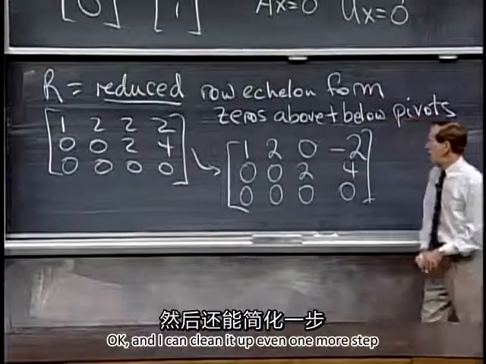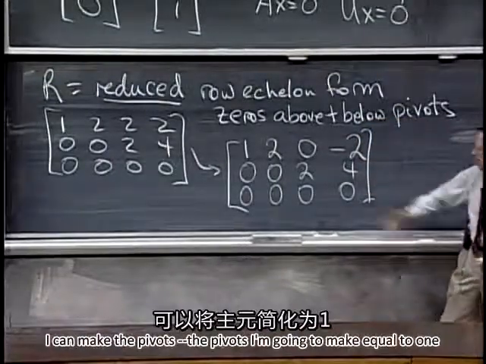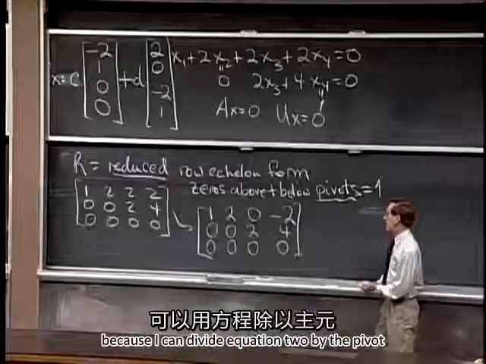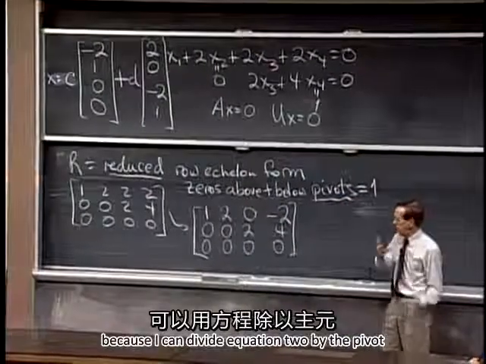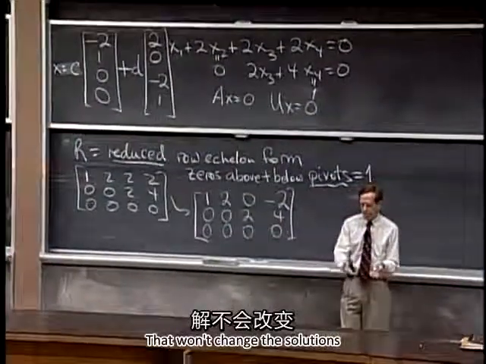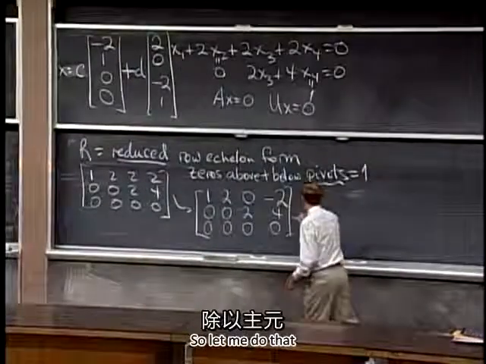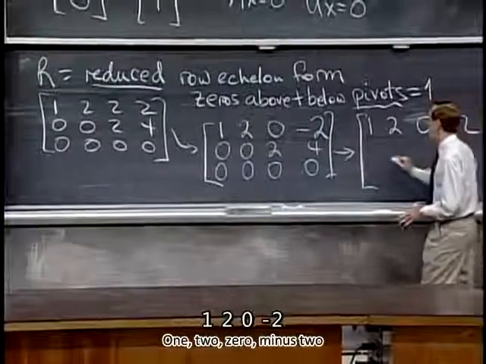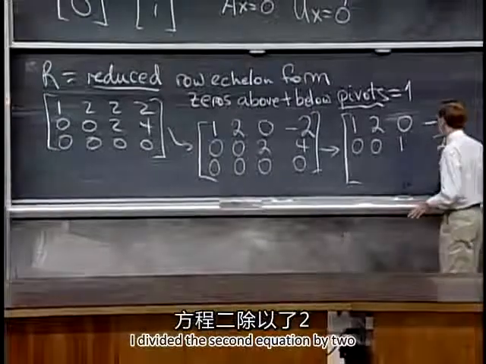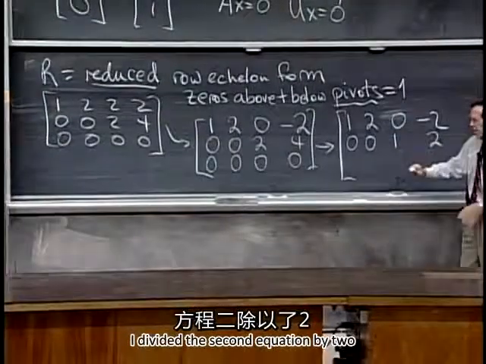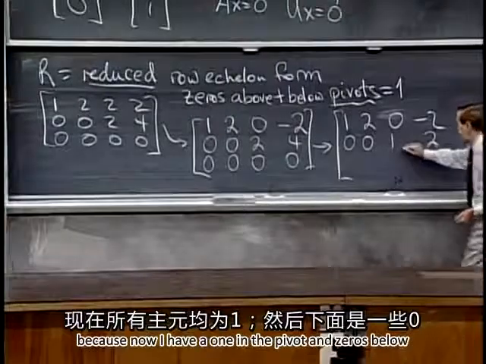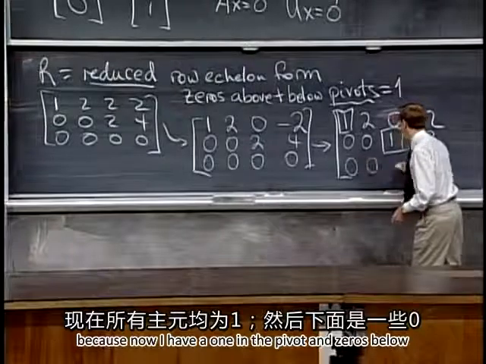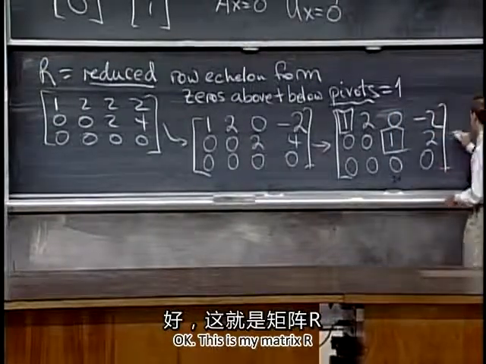Okay. And I can clean it up even one more step. I'm going to make the pivots equal to 1, because I can divide equation 2 by the pivot. That won't change the solutions. So let me do that. And then I'm ready to stop. 1, 2, 0, minus 2, 0, 0, 1, 2. I divided the second equation by 2 because now I have a 1 in the pivot and zeros below. Okay. This is my matrix R.